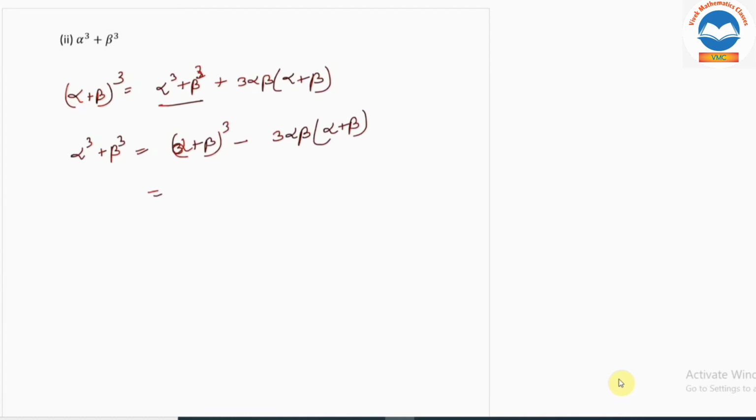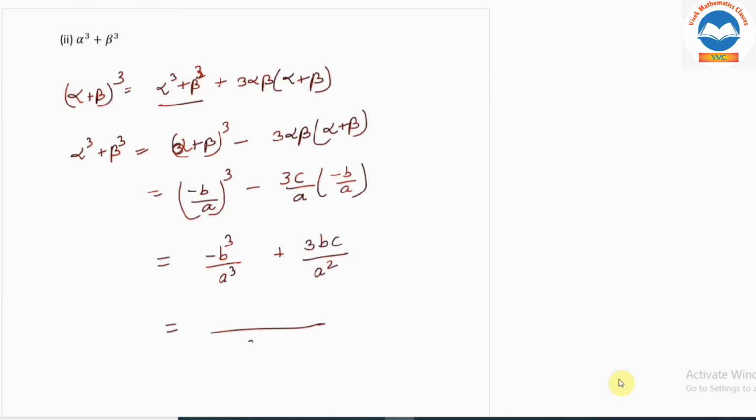So we know all the values. What is our alpha plus beta? Minus b by a whole cube minus 3 times c by a into minus b by a. So what will you get here? Minus b cube divided by a cube plus 3bc divided by a square. So again if you take LCM, it will be a cube. Here you will get minus b cube plus 3abc. So you will get alpha cube plus beta cube as 3abc minus b cube divided by a cube.